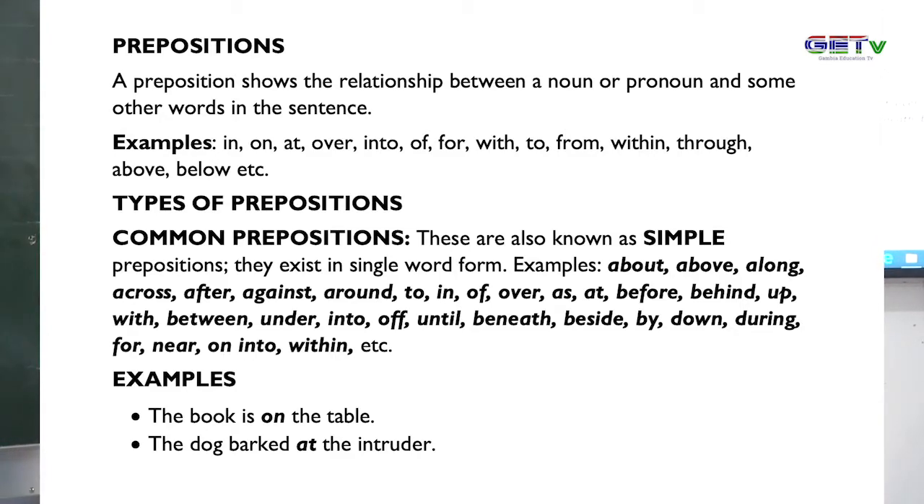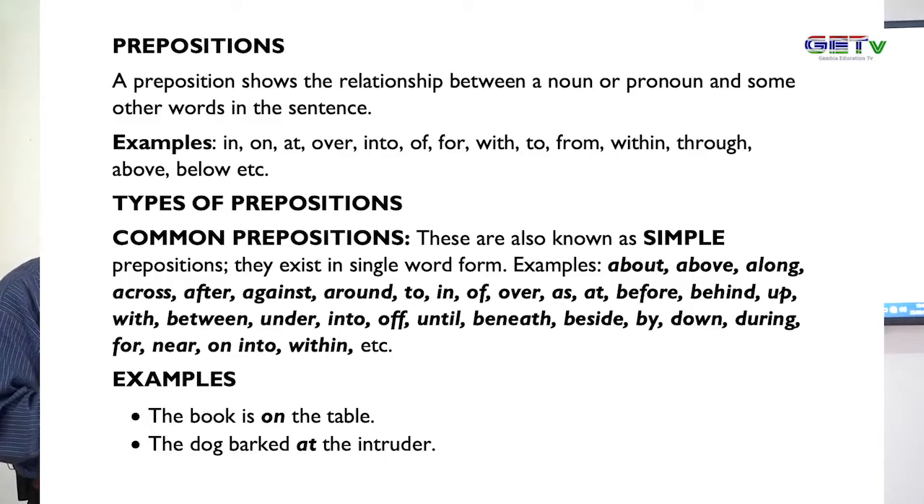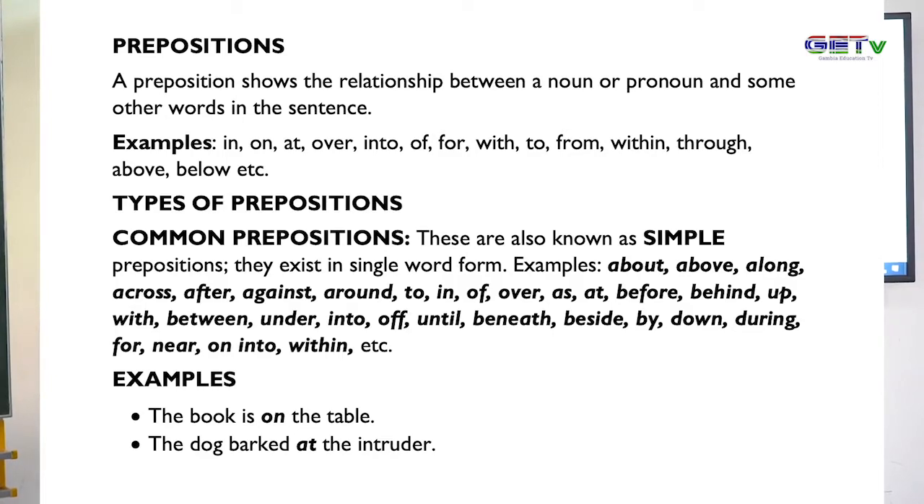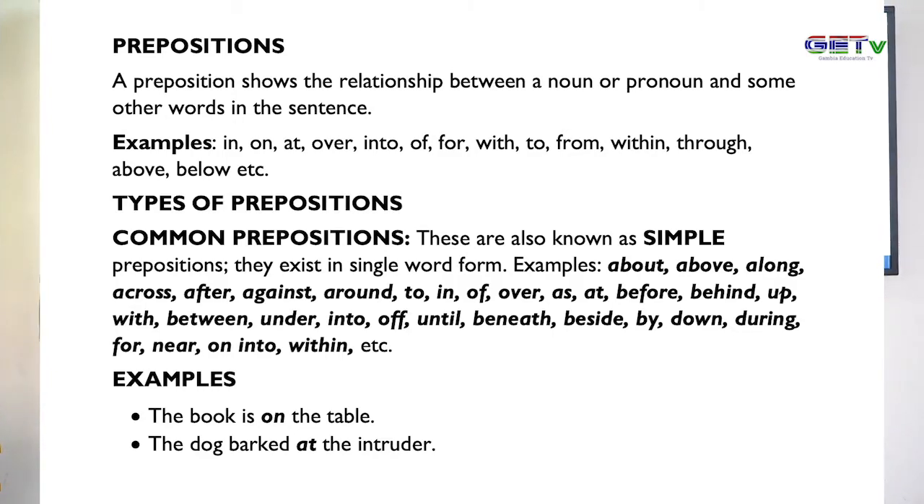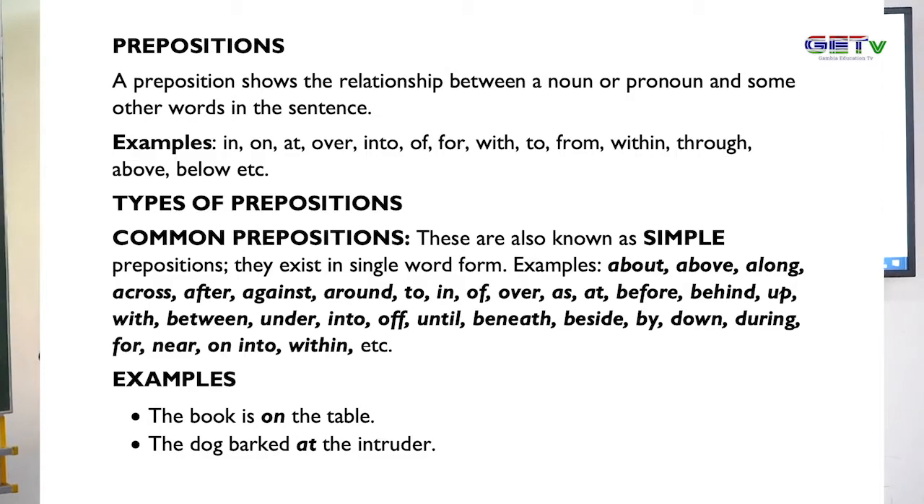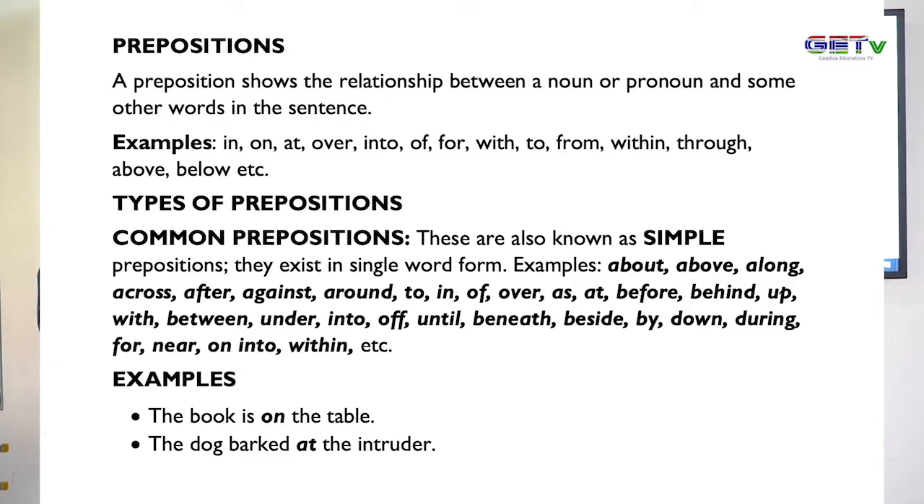Preposition: a preposition shows the relationship between a noun or pronoun and some other words in the sentence. So that's the role of a preposition. It makes sure that there is an excellent relationship between a subject, that could be a noun or pronoun, with the other words in a sentence or structure. So that's the role of a preposition. They establish that cordial relationship between the subject, that could be a noun or pronoun, with the rest in a given sentence.